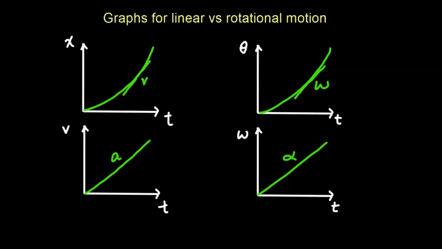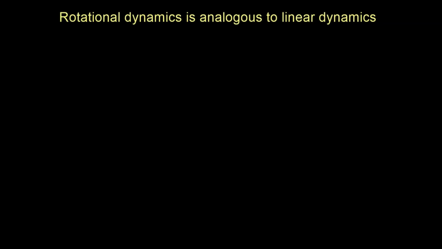Also, the area under the curve for a velocity versus time graph represents the change in position, or the displacement. And for an angular velocity versus time graph, the area under the curve represents the change in angular displacement. So once again, if you have a solid understanding of linear motion, it's super helpful to understand rotational motion. So now we're going to compare dynamics for linear motion versus rotational motion.